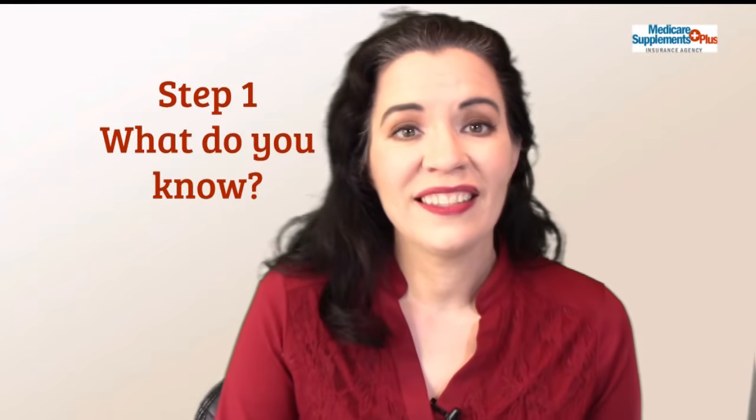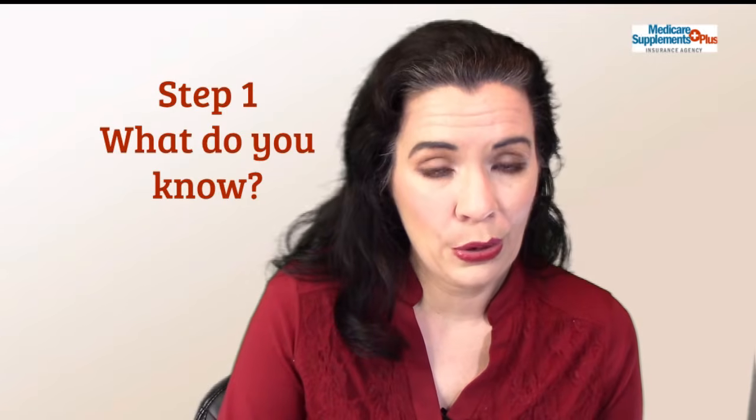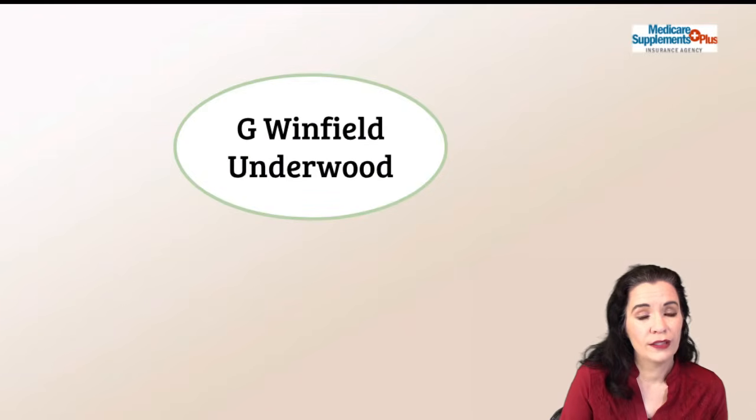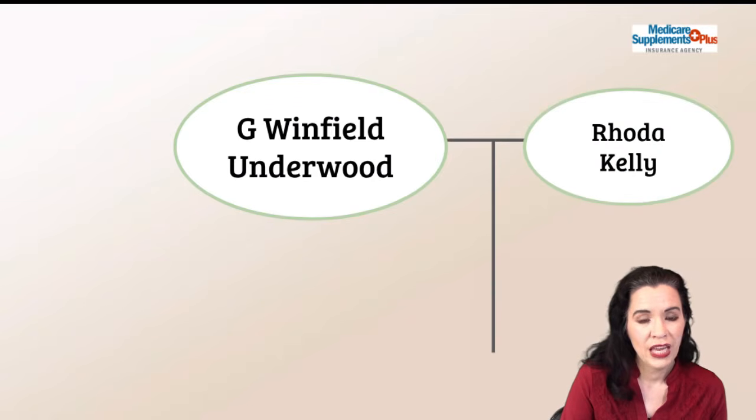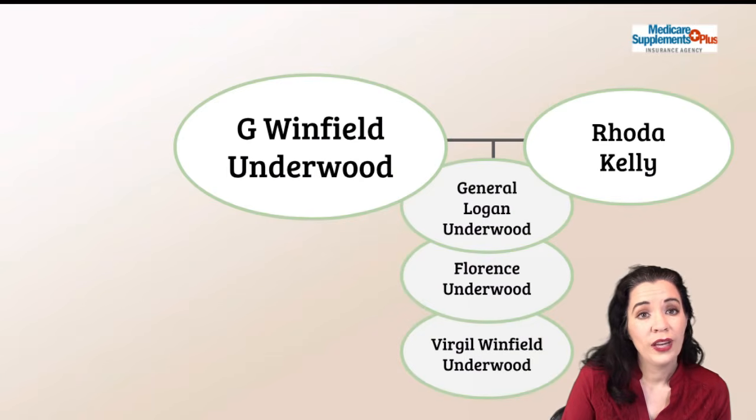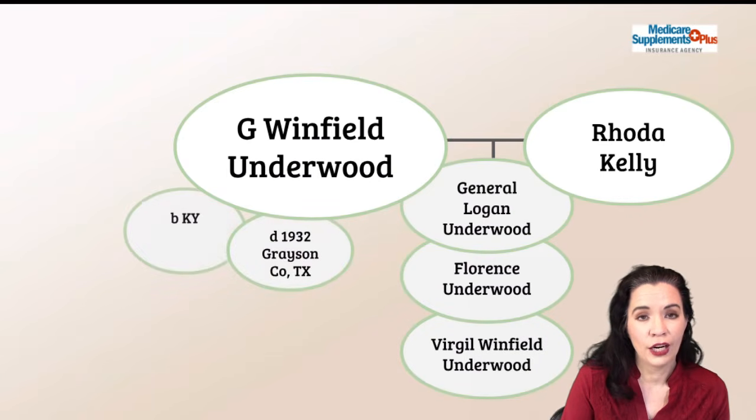The first step is to assess what you know and add that to a ClueWeb. So Jamie had begun researching her great-grandfather, G. Winfield Underwood. She knew that this was her great-grandfather based on records she found for her grandfather and in talking to living relatives. So we have G. Winfield Underwood, and he is married to Rhoda Kelly. He has several children, 3 of which happen to be these 3. We also know that he died in Grayson County, Texas, but he was born in Kentucky.